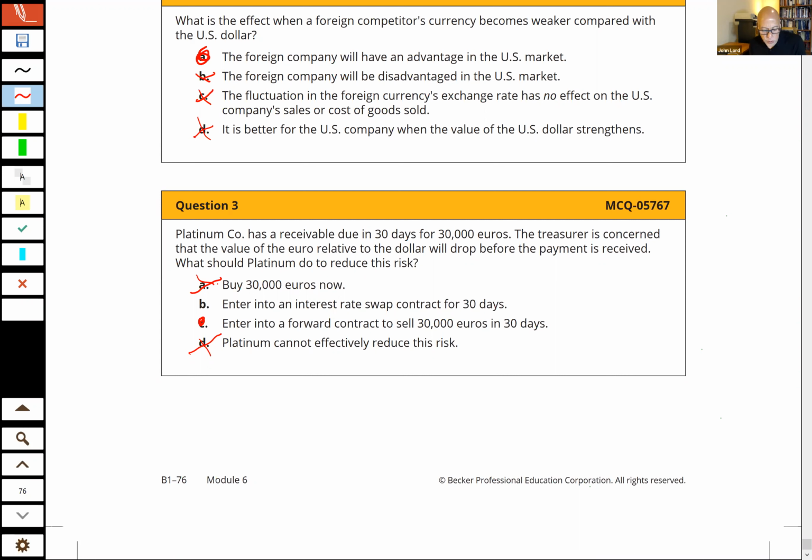And then enter into interest rate swap. Well, that would be a tool that would help me with some sort of interest rate fluctuation exposure, not currency exposure. So that's not right. So it's almost, I think, proven by how many of you got that right. And your only option here is choice C. Enter into a forward contract to sell 30,000 euros at the spot rate, the current rate, and you protect yourself against any fluctuations.